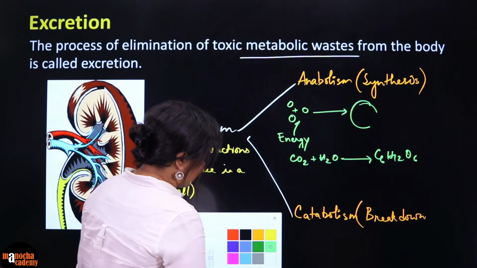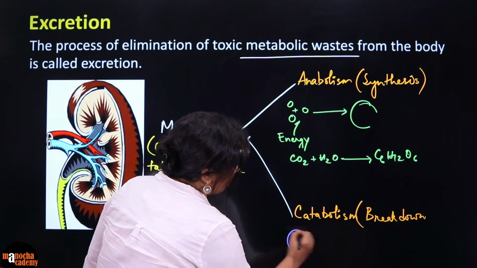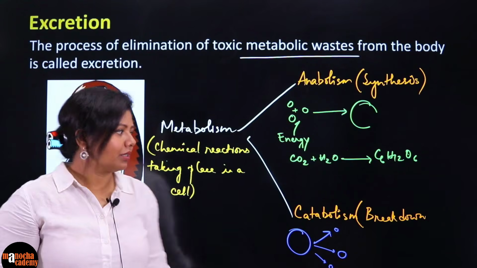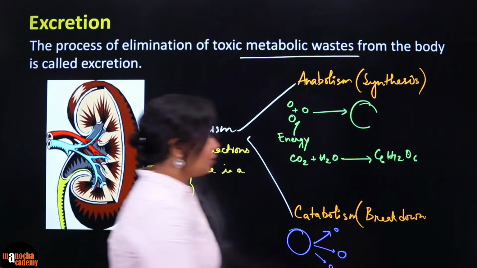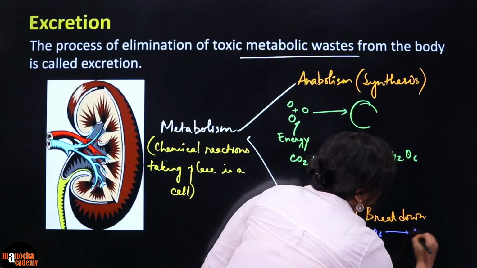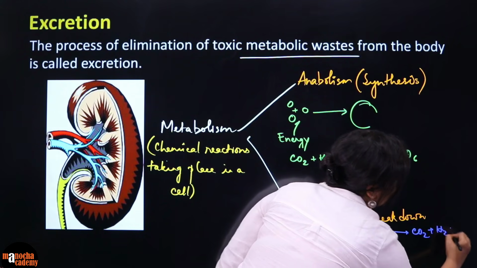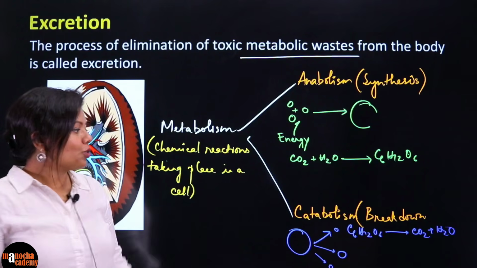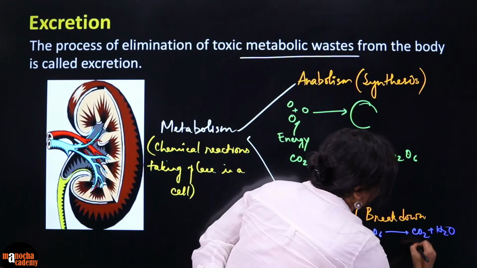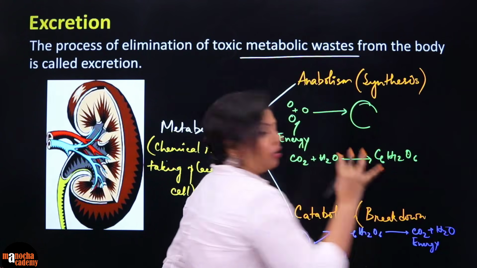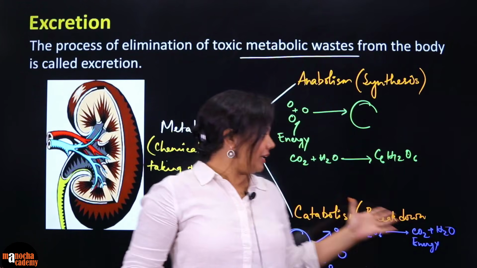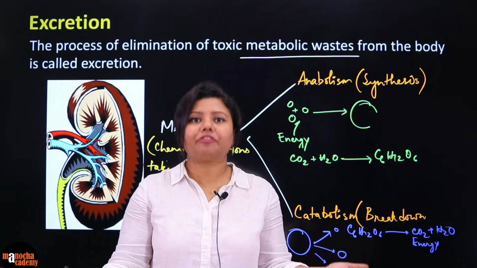And the reverse, that is when you are breaking down a large molecule into several small molecules, you call that catabolism. An example: when you are breaking down glucose, C6H12O6, into water and carbon dioxide during respiration, that is known as catabolism. So catabolism is a breakdown, and during catabolism energy is released. In anabolism energy is absorbed. Like in photosynthesis you need to give sunlight to produce carbohydrate. In respiration energy is released after the breakdown.